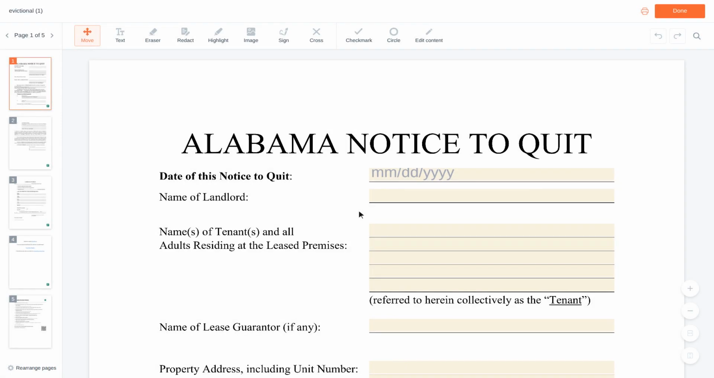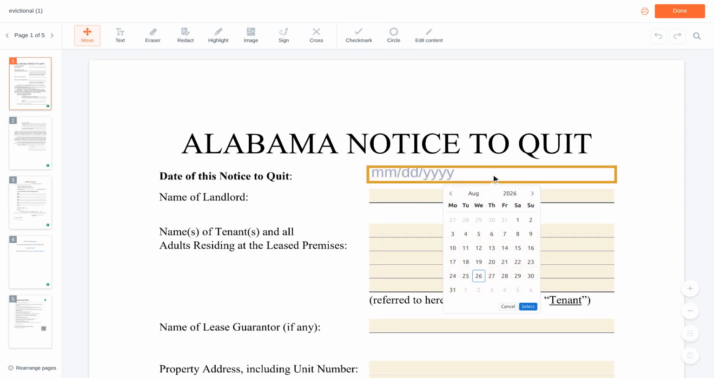Let's fill out the Alabama Eviction Notice together, the written notice a landlord serves before an eviction case can begin, and check what the state asks of it as we go. Start at the top with the date of this notice. Then the landlord's name, in our example Anna Baker, and the tenant's, here Ben Carter.